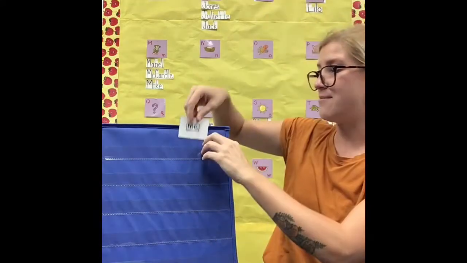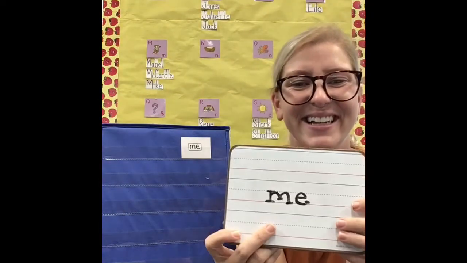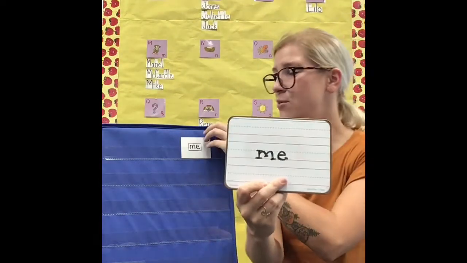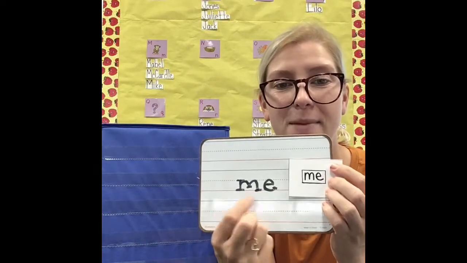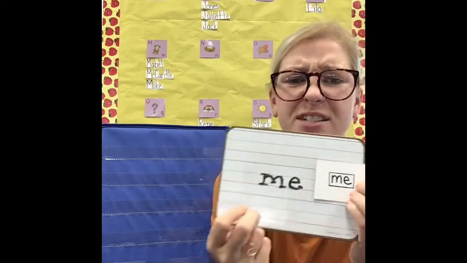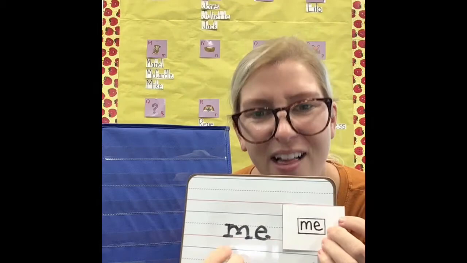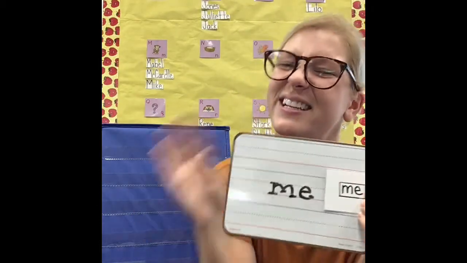That's how we write me. But have you ever seen the word me look like this? You can tell it's the same word because they both say M-E, me. M-E, me. But they look a little different. This me has some extra lines. But I can still tell that this is an M and this is an E. It's the same word, even though it looks a little different.